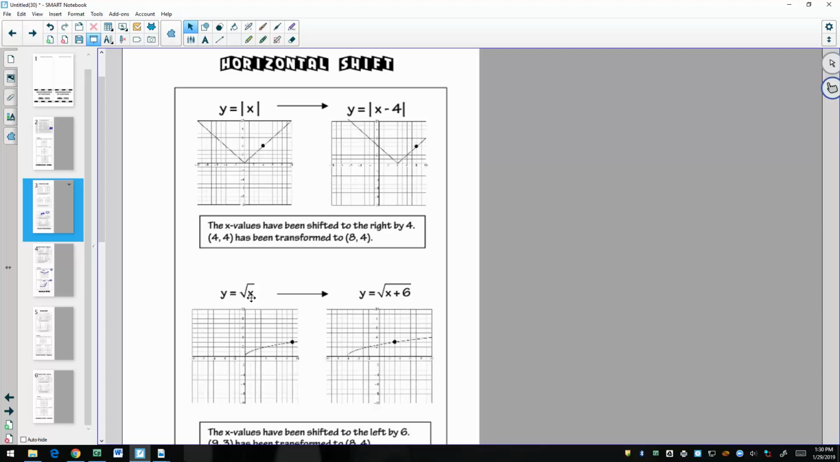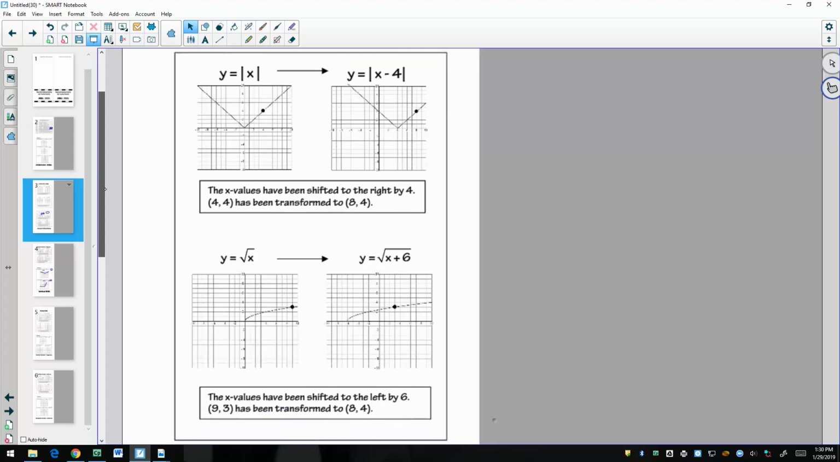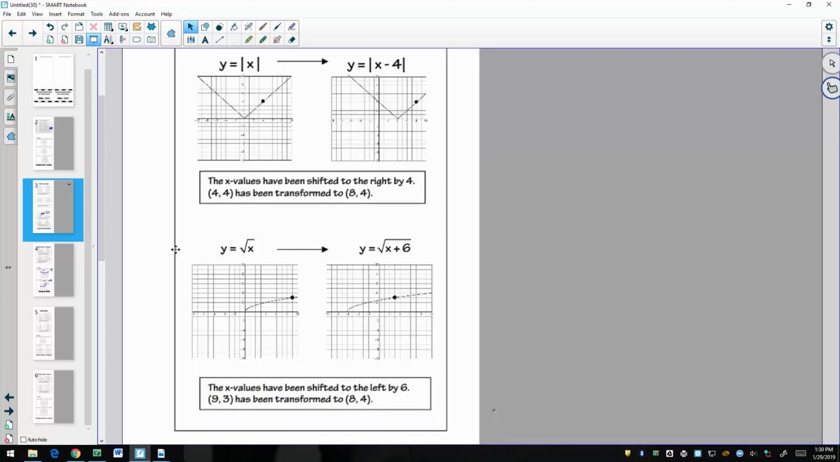Same thing down here. If you were to graph the square root of x, you would get this graph. And then if you were to graph the square root of x plus 6, you will notice it will move left 6. So the horizontal shifts are kind of the weird ones where they do the opposite of what you would think, and the opposite of what the vertical shifts do.